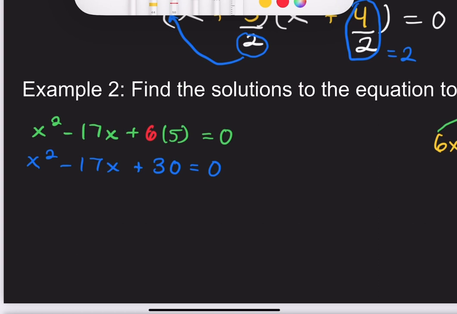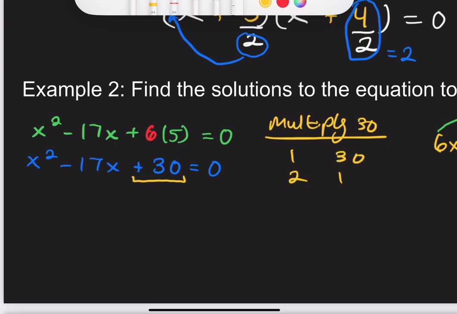We want to find two numbers that multiply to positive 30, but then also add to negative 17. So, multiply to 30. We're going to have 1 and 30, 2 and 15, 3 and 10, 6 and 5. That's why I want you guys to practice your times tables so you can be comfortable with finding numbers that multiply to bigger numbers.